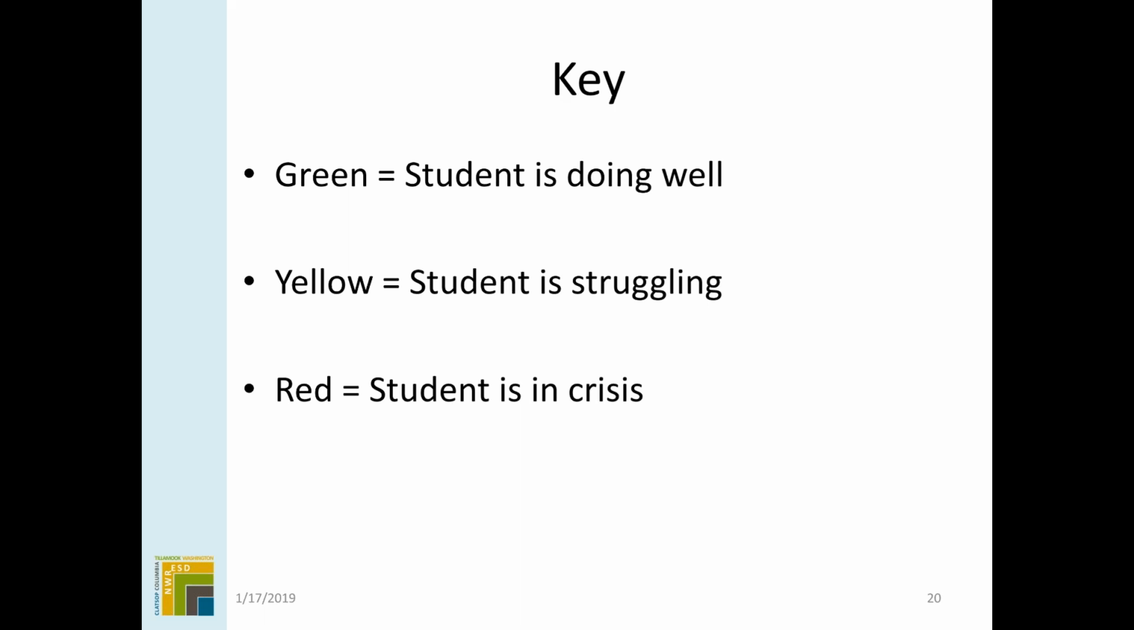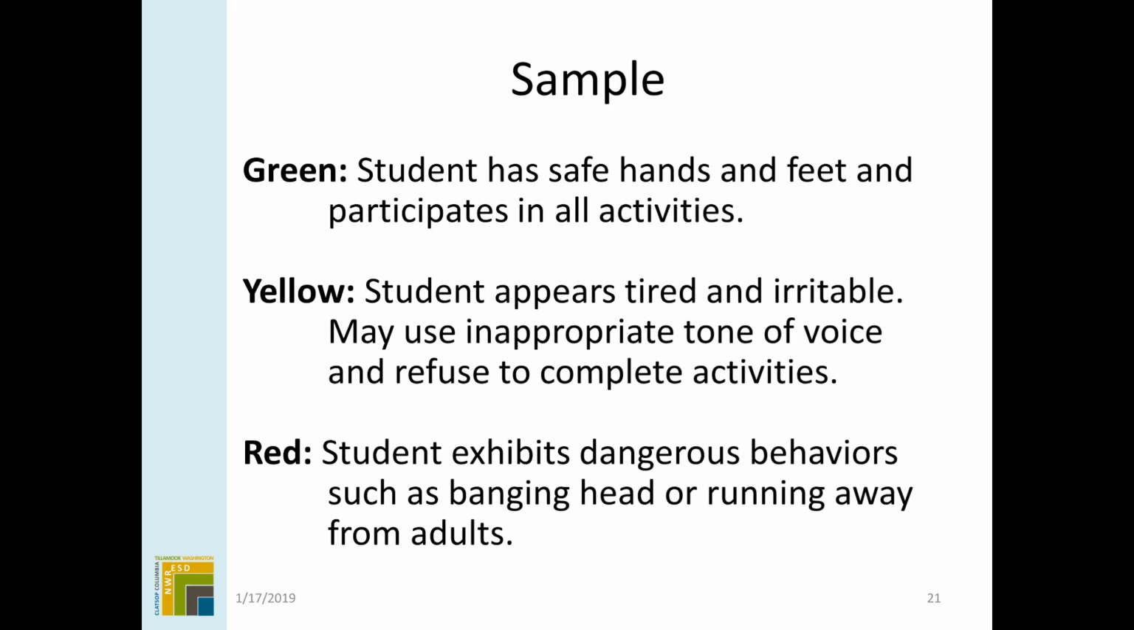Green is the student is doing well. And the team is going to decide what that means for the student. What does that look like for the kiddo? What does a really good day for this student look like? Yellow is the student struggling, and red is the student in crisis. So here it's broken down. This is how it might look for an individual student.